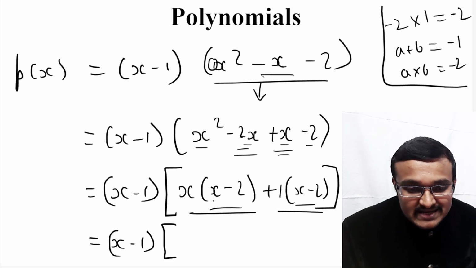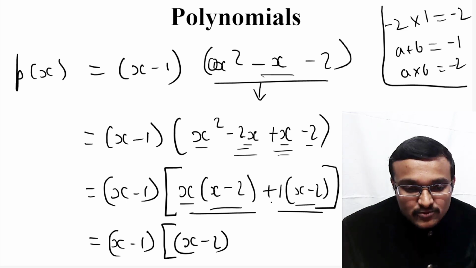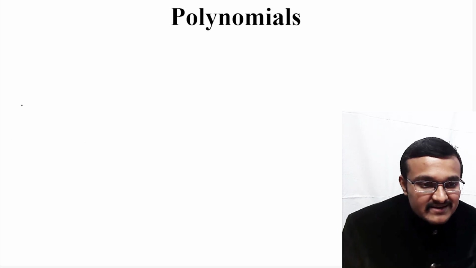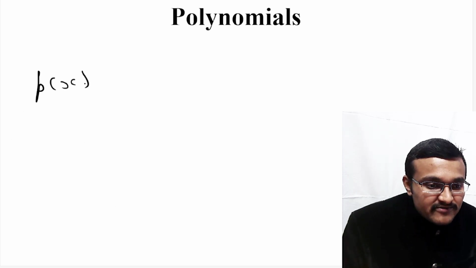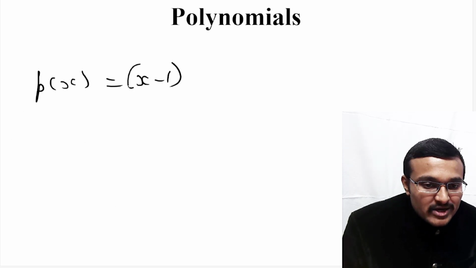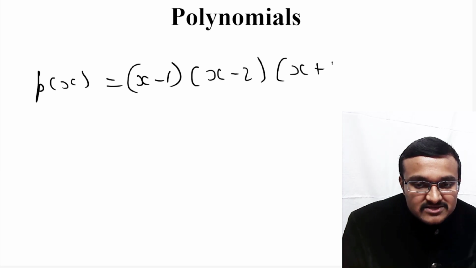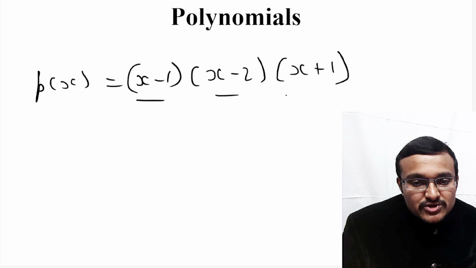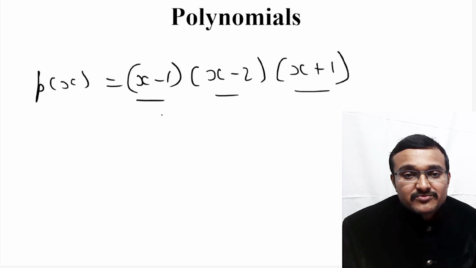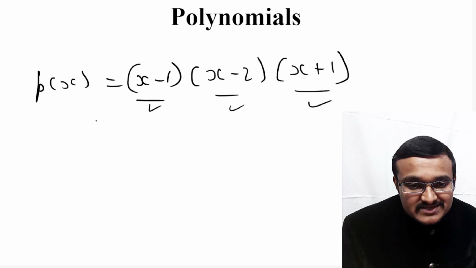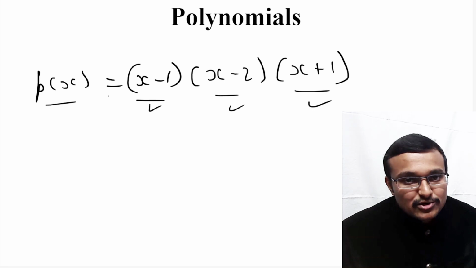So inside the bigger bracket, (x minus 2) I am taking common. Into here, what will be remaining? x and 1 will be remaining. So that is x plus 1. So that means here we are getting p of x as (x minus 1) into (x minus 2) into (x plus 1). So these are the three factors of this particular polynomial.